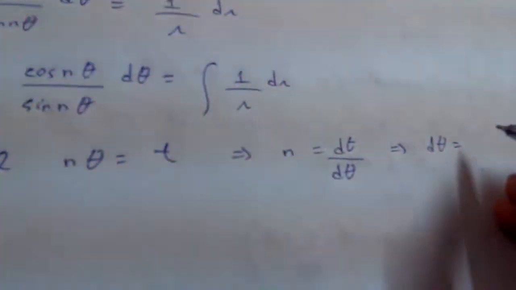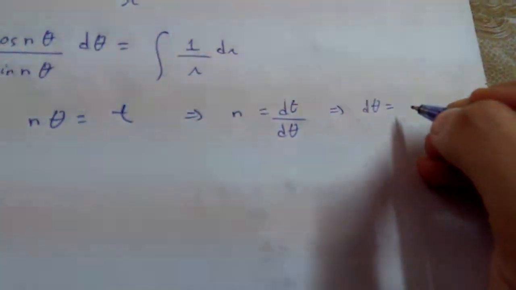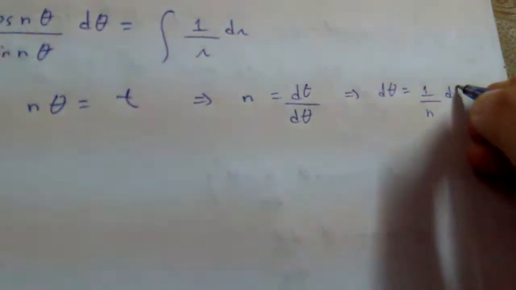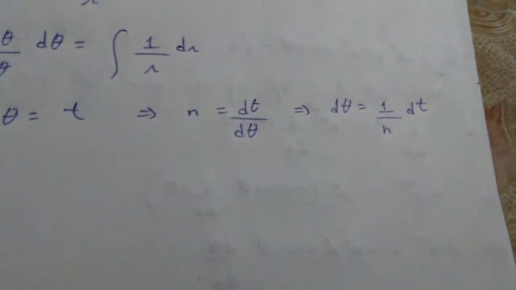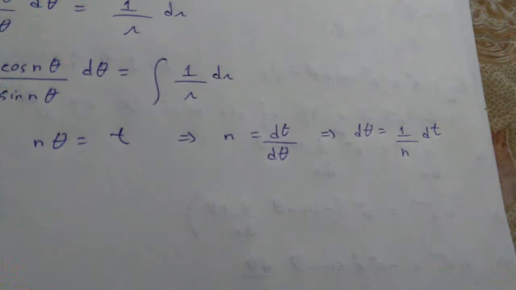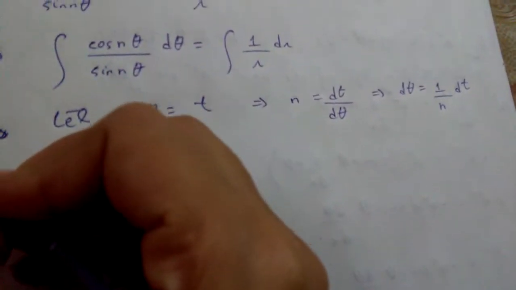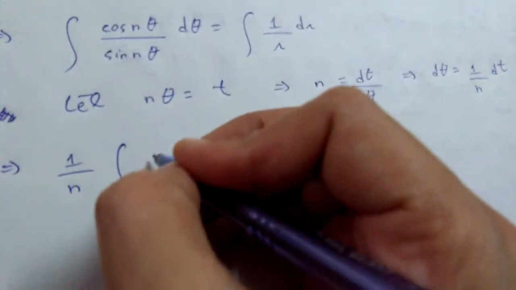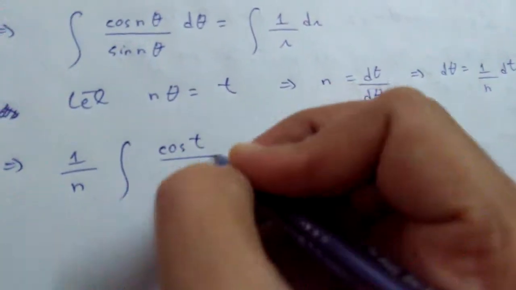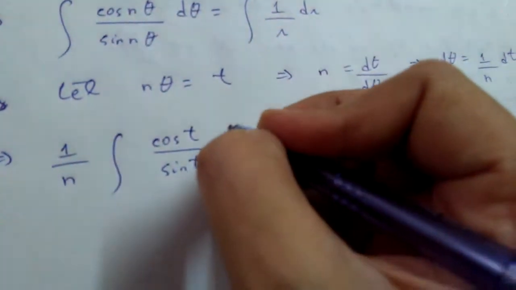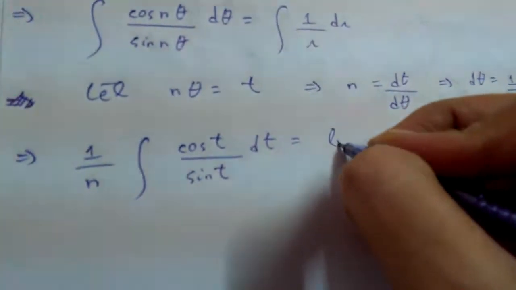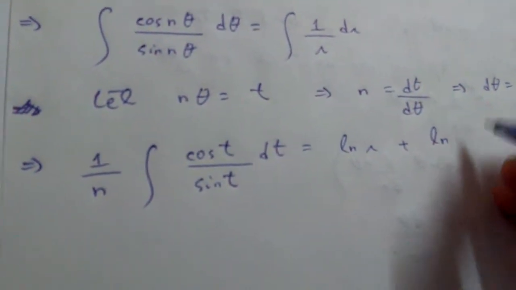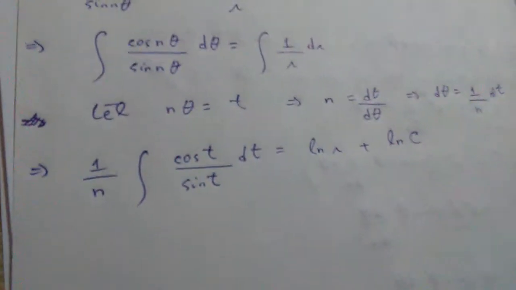So d theta is equal to just like this. Okay. So this is going to provide me a picture like this. It's going to be cosine of t upon sine of t dt equals ln of r plus some constant. I'm going to represent this constant as ln of c, like that, and that's it.